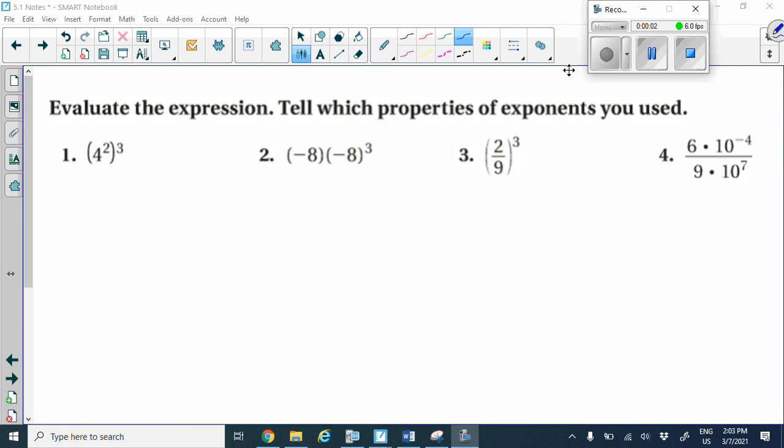Hey guys, so here's part 2 of the 5.1 notes. We're going to be using the property rules to evaluate the expressions. Here, we don't really need to tell which properties of exponents we use. We don't need to really worry about that, okay?